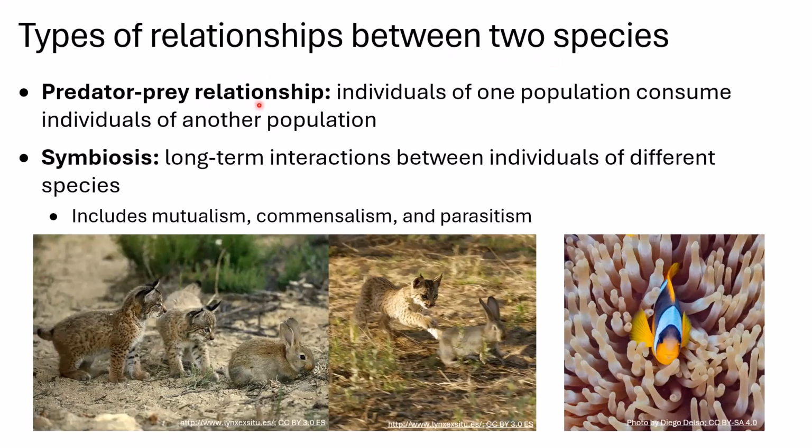When it comes to interactions between different species, there are a few common types of relationships. One is the predator-prey relationship, in which the individuals of one population consume the individuals of another population, such as lynxes eating rabbits, or rabbits eating grass. Another is symbiosis, which is a long-term relationship between individuals of different species, such as the one between clownfish and sea anemone.